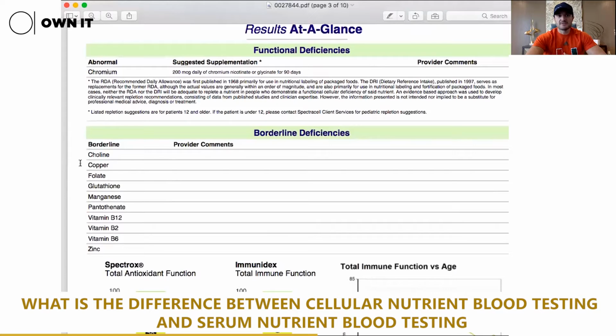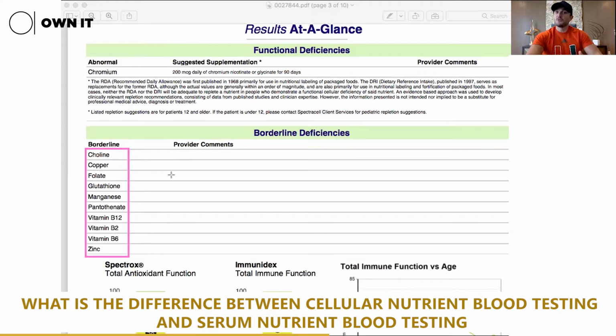Now, we also see here that I have a series of borderline deficiencies. These are not ones that are coming up and saying that they're functional yet, meaning it's not impacting me at a high level yet. So these can truly be supplemented with food. So higher quality types of food that have copper, folate, glutathione, manganese, pantothenate, B2, 6, and 12, and zinc. So focusing on just changing up my diet a little bit based upon these types of food. And that is going to help me in the long run as well.